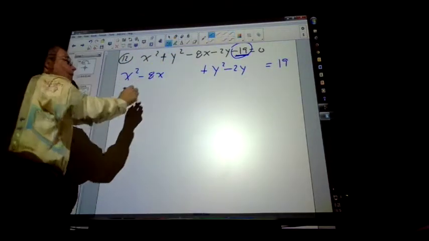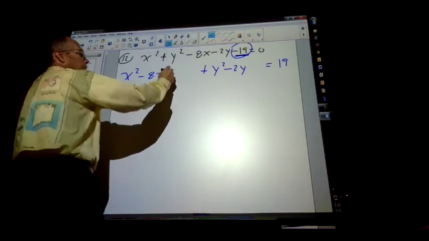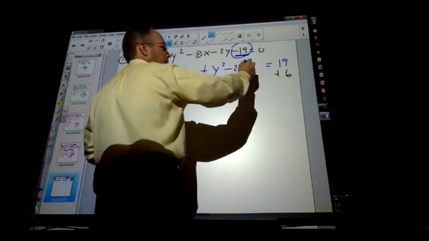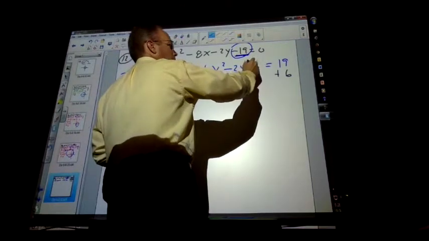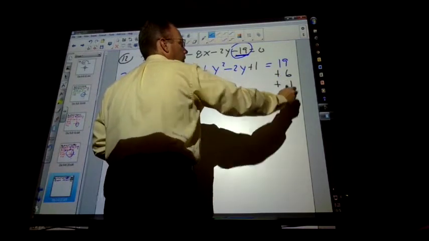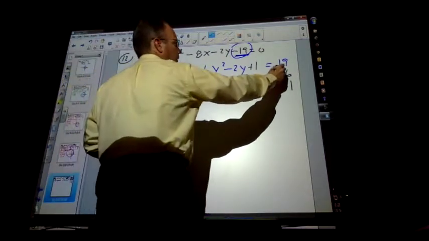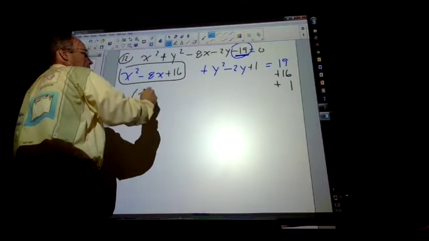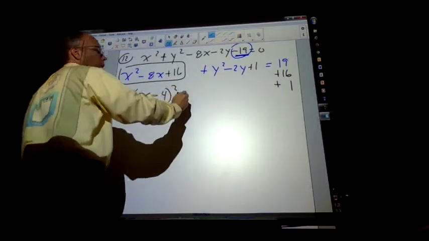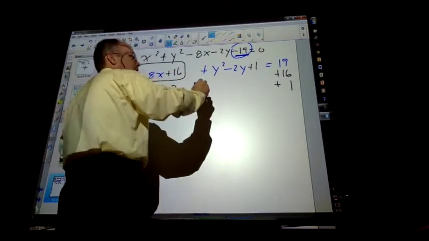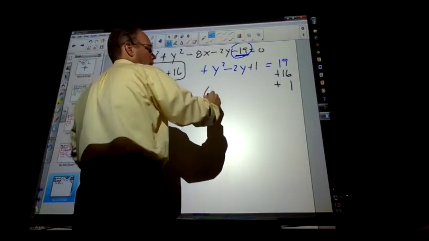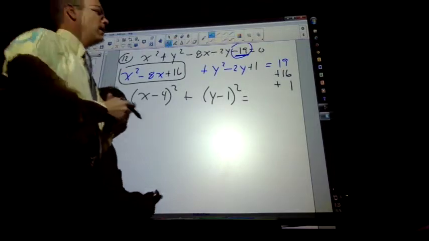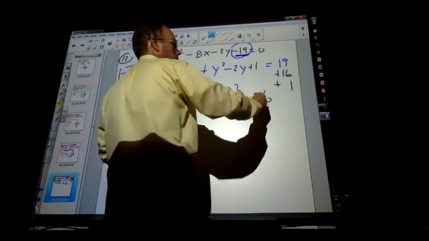Okay, half of negative 8 is negative 4. Negative 4 squared is positive 16. Half of negative 2 is negative 1. Negative 1 squared is 1. That should be 16. So this is my complete square here. That's going to be x minus 4 quantity squared. This is going to be y minus 1 quantity squared, equals 35. Hey, Bob. 36.